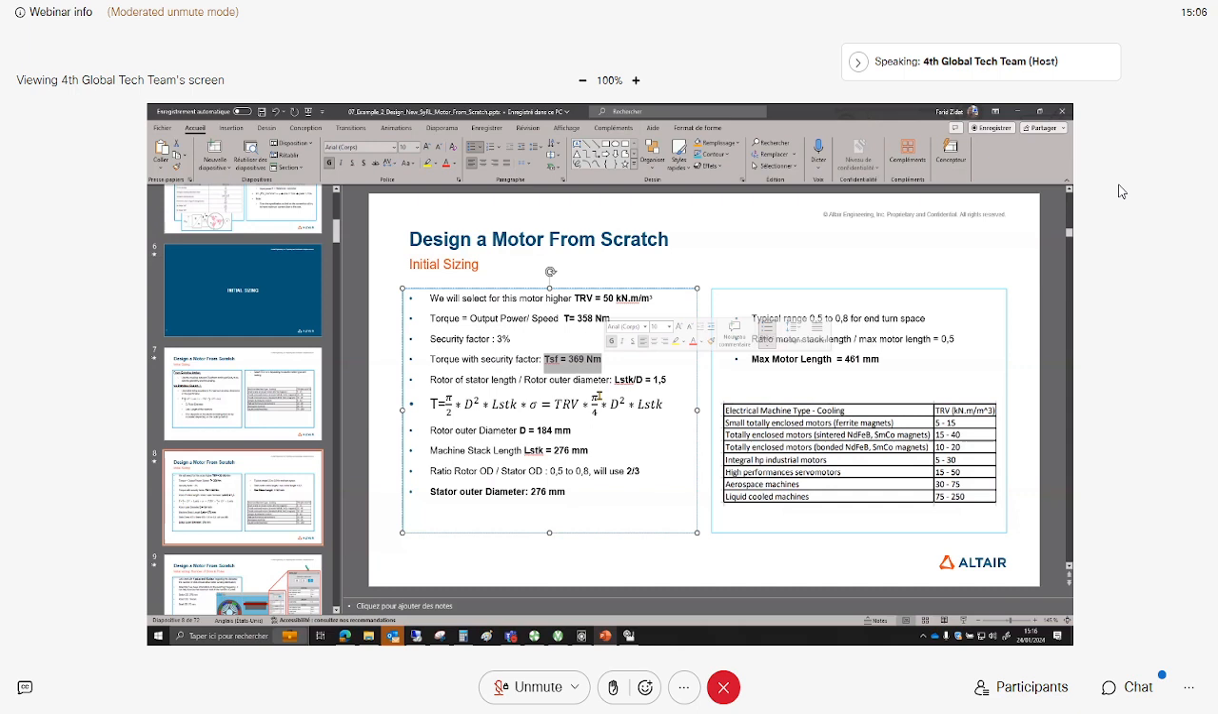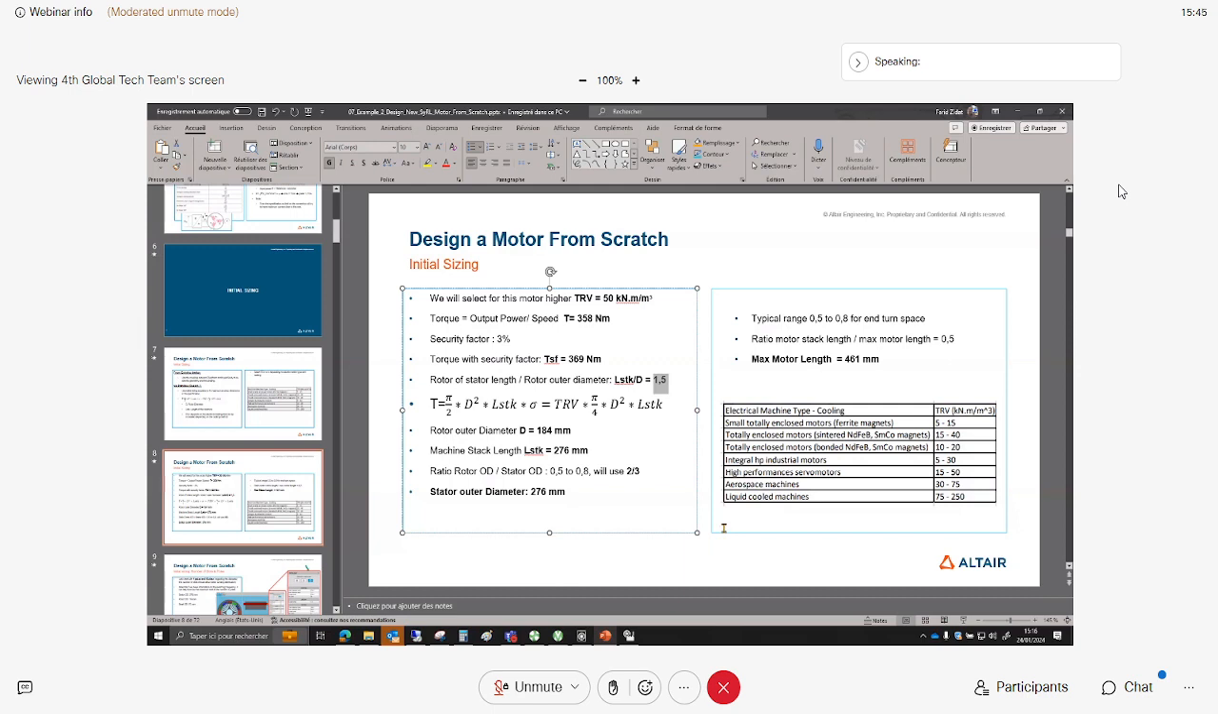Then, as I told you, I fixed the TRV. So the TRV is the torque divided by the volume, right? Then I will fix a ratio between the length and the outer diameter of the rotor of 1.5. This is something we often see on rotating machines, so this is not unrealistic, if I may say.